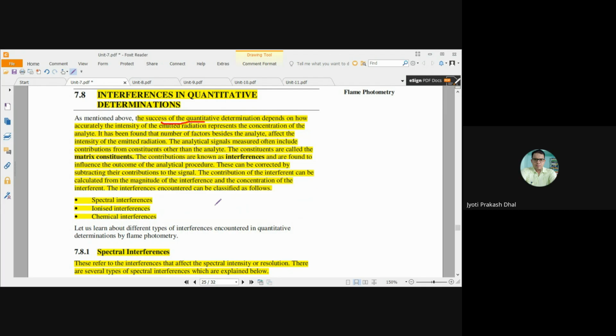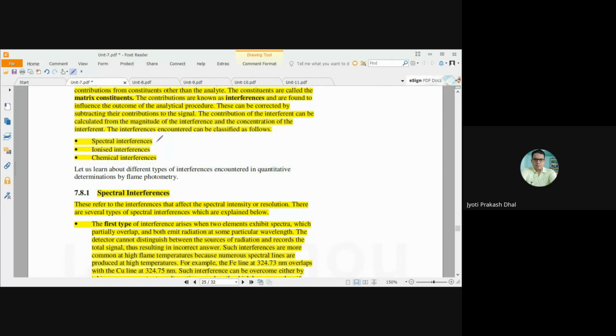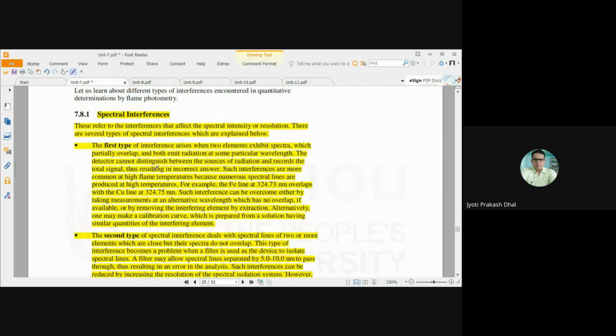So the interferences can be classified as follows. The first is spectral interference, then ionization interference, and chemical interference. The first type, spectral interference, arises when two elements exhibit spectra which partially overlap and both emit radiation at some particular wavelength. The detector cannot distinguish between the sources of the radiation and records the total signal, thus resulting in an incorrect result.